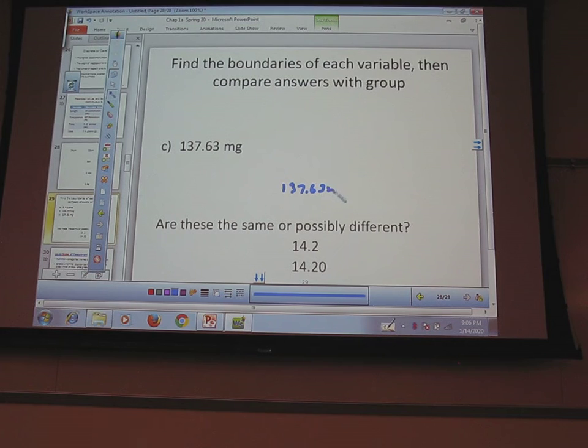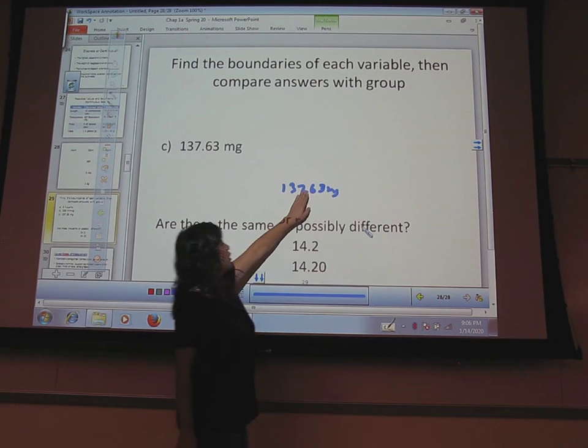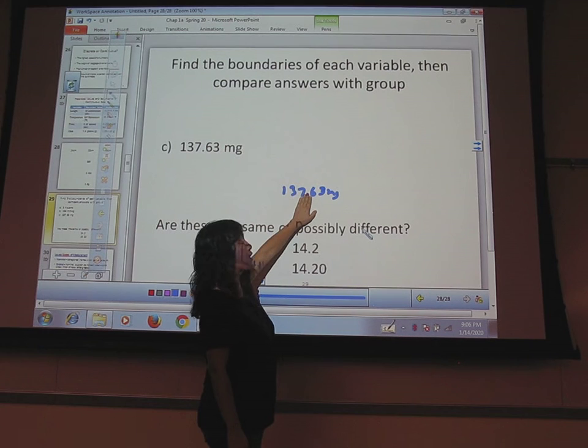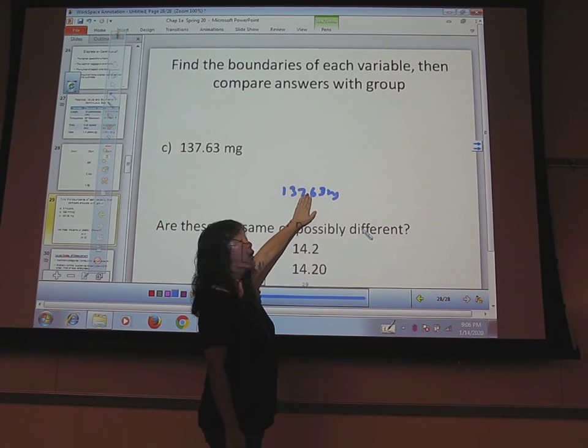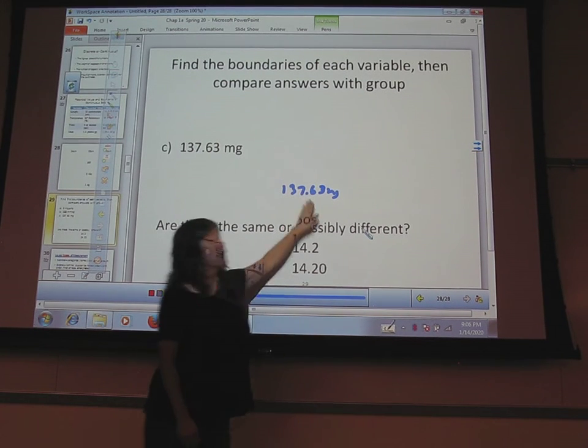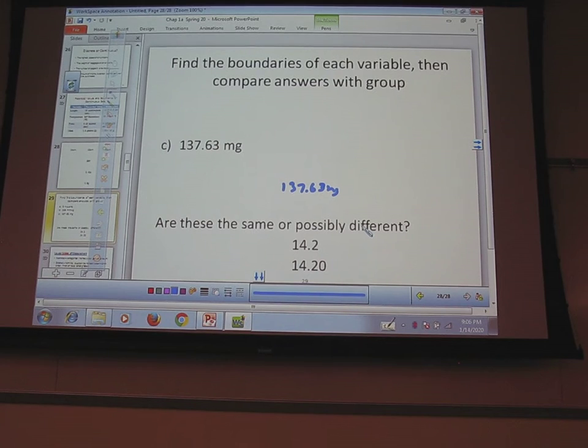137.63 milligrams. So for a minute, ignore the decimal place. This is 13763. If you're number 13763, what's the number before you? 13762. Everybody on board with that? So ignore the decimal place for a moment.